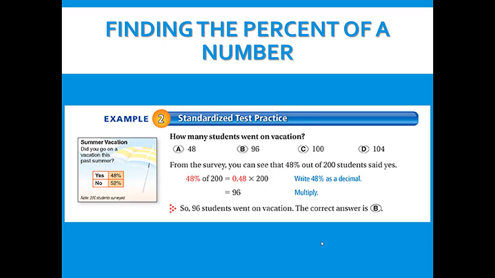So we're going to do 48% times 200. We can write 48% as a decimal. 48% as a decimal would be 0.48 or 48 hundredths times 200, and that answer would be 96. So 96 students went on vacation, so our answer would be B.